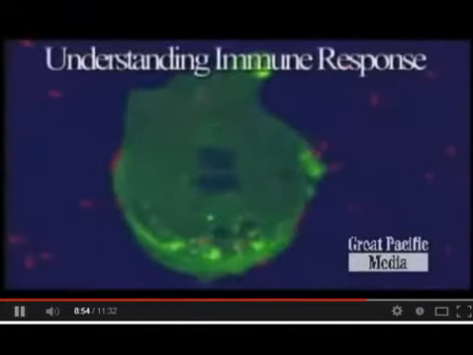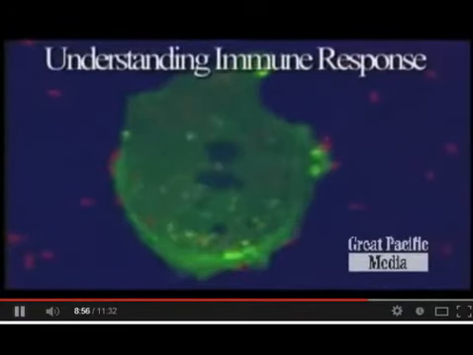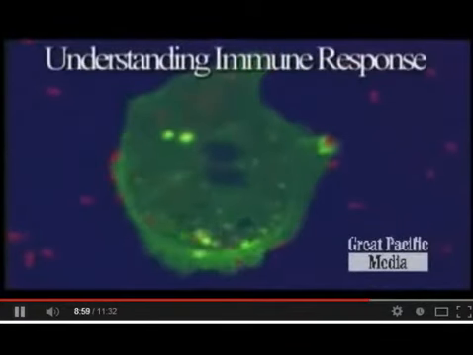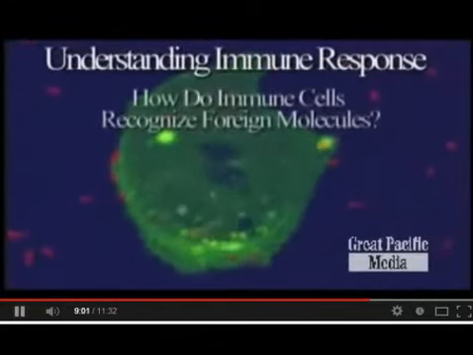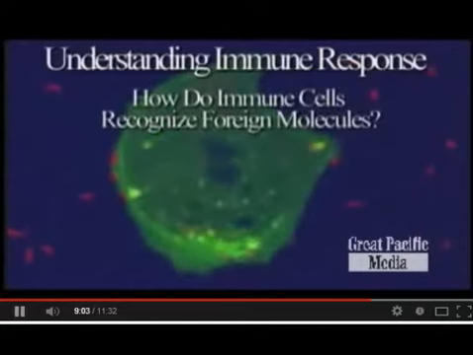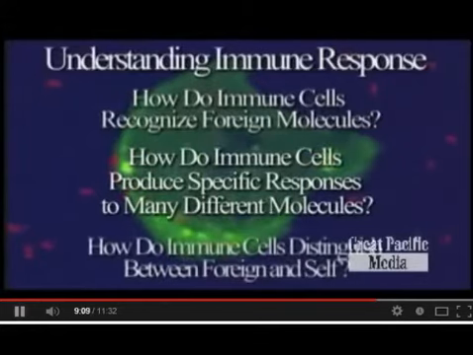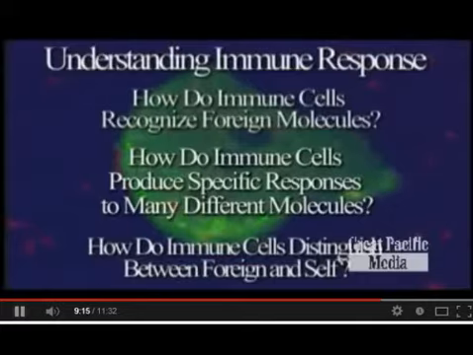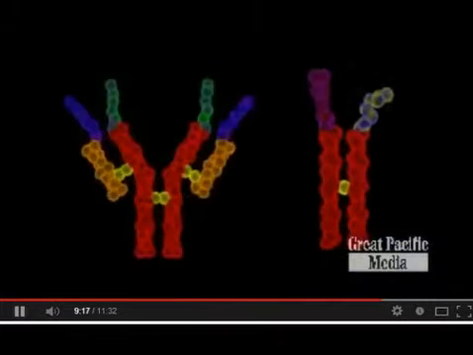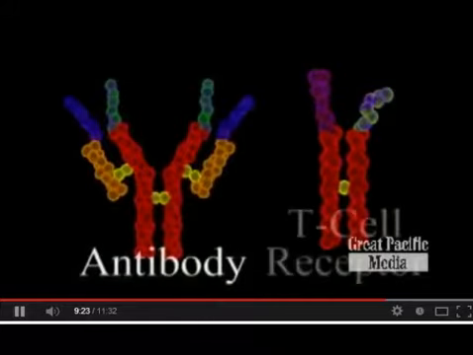To understand how the immune system responds to invading microbes, 3 questions must be answered. How do immune cells recognize foreign molecules? How do they produce specific responses to so many different molecules? And how do they determine that a substance is foreign and not self, thereby avoiding destruction of their own body tissues? The key to the immune system's ability to attack invading microbes lies largely with proteins called antibodies and T-cell receptors.